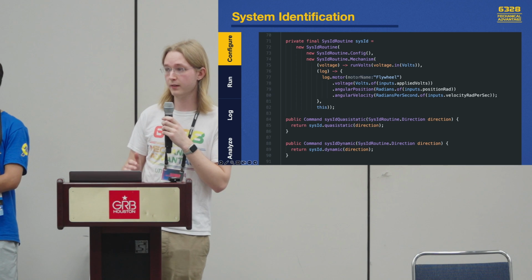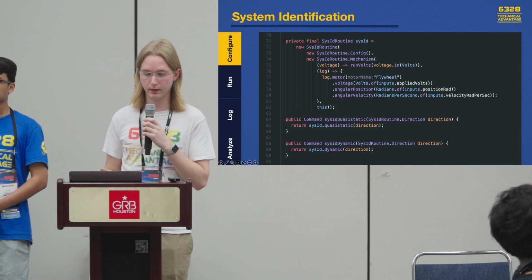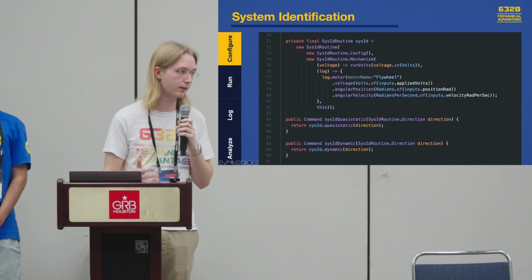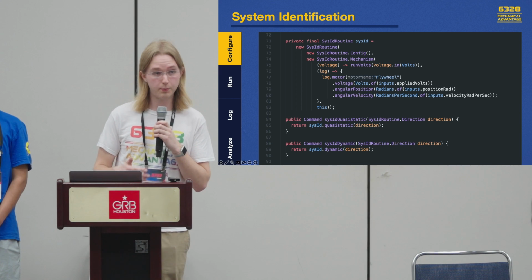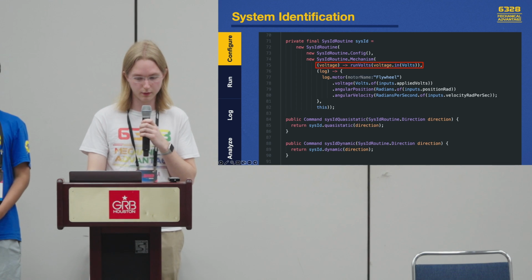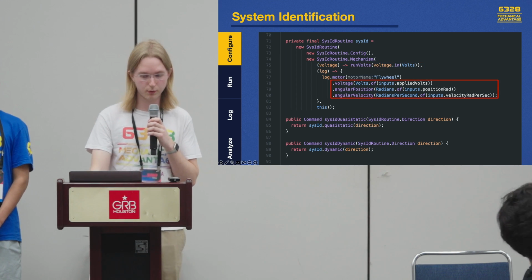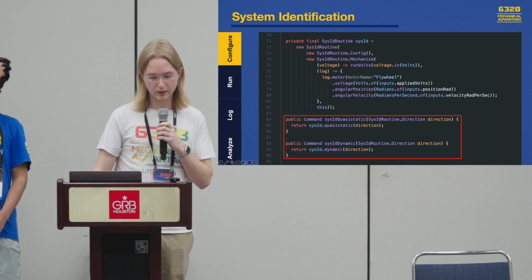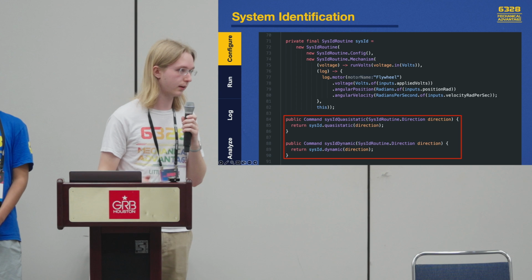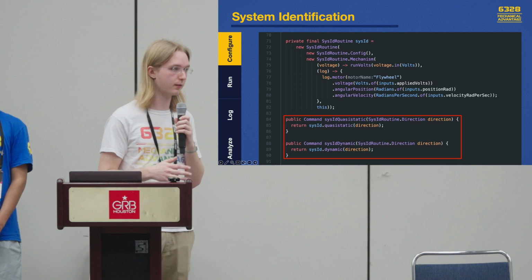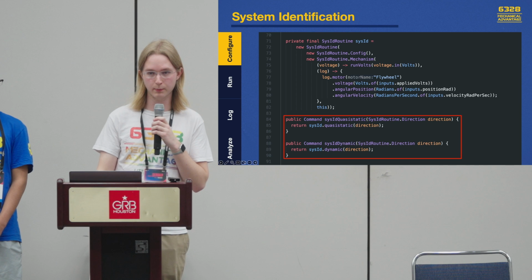Now, WPILib has some built-in tools to run system identification. It needs to gather data over a series of 4 routines, which we need to set up in code. This would typically go in your subsystem class. You can see here we're defining a setter for voltage and getters for voltage, position, and velocity. We then have 4 tests, which are defined as commands, and we can run those during autonomous. There are 2 quasi-static tests and 2 dynamic tests, which you'll see in a moment.